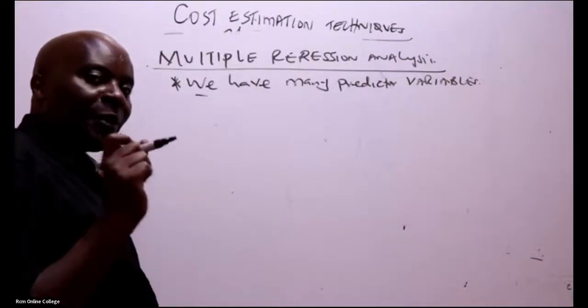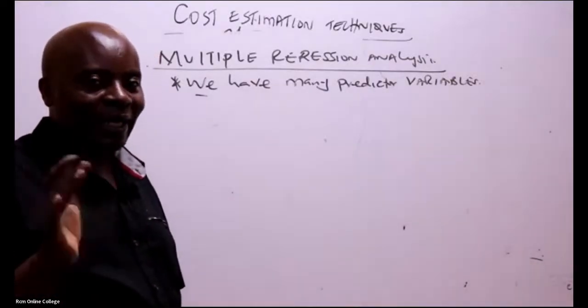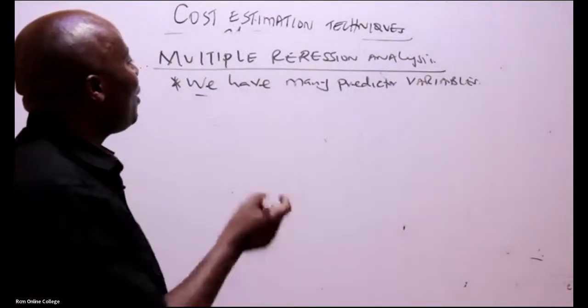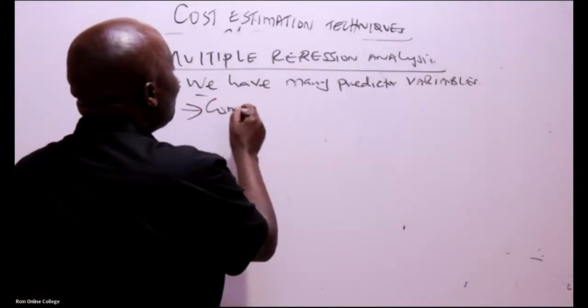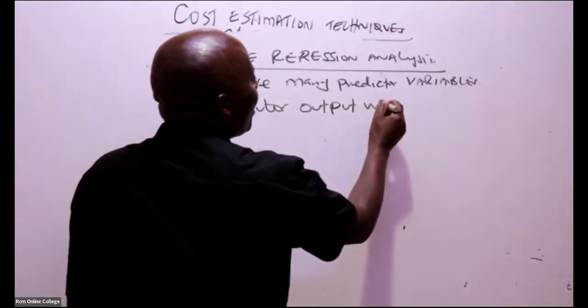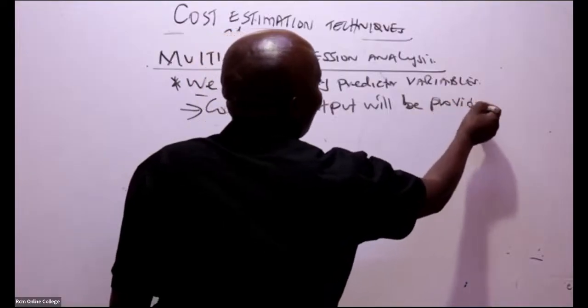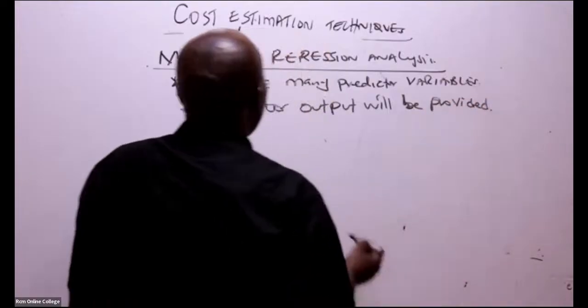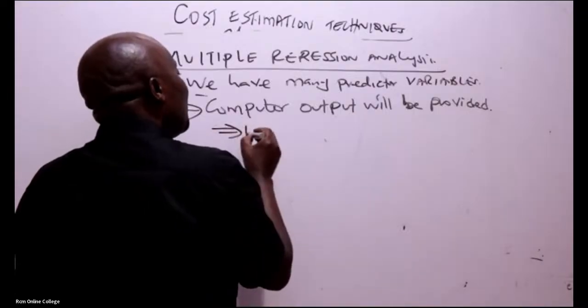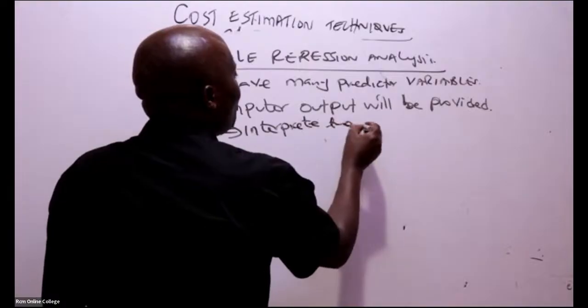So when you are given many predictor variables, the examiner will not examine you in terms of getting the value of B and A using formula. He will give you a computer output, and then our work will be to interpret the output.